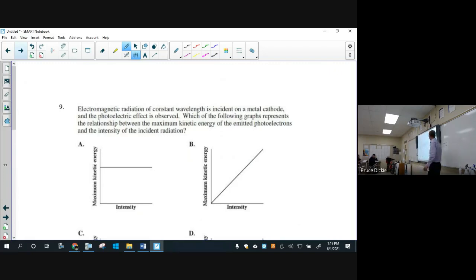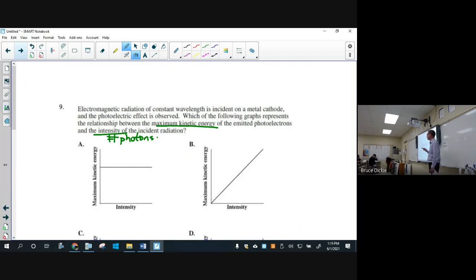EMR of constant wavelength, so we're not changing the wavelength here, is incident upon a metal cathode, and the photoelectric effect is observed. So electrons are ejected. Which of the following graphs represents the relationship between kinetic energy and the number of photons? Our little physics thesaurus: intensity means number of photons.